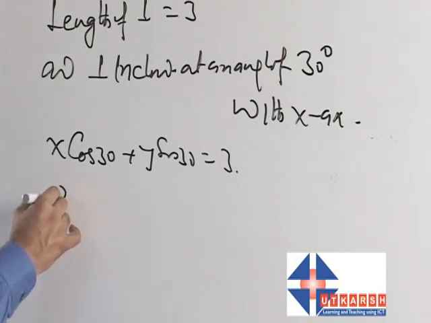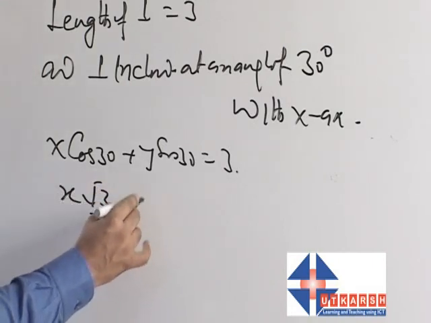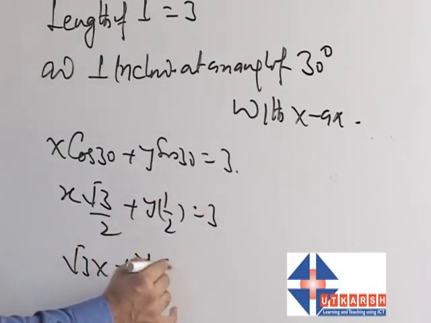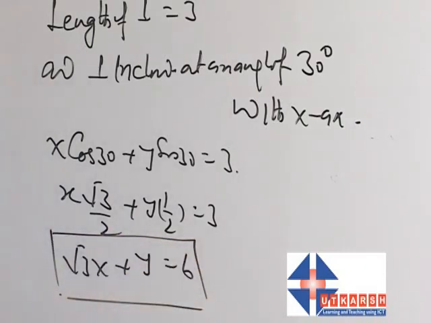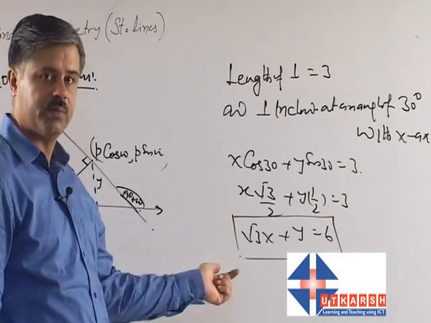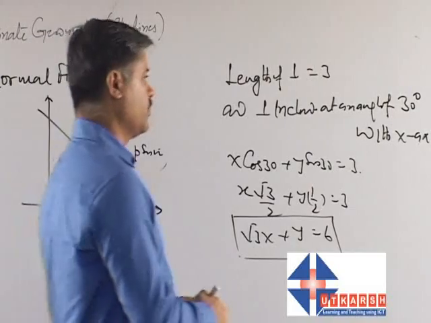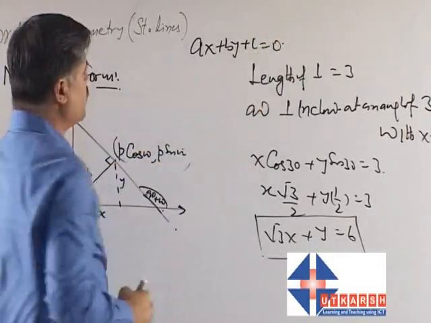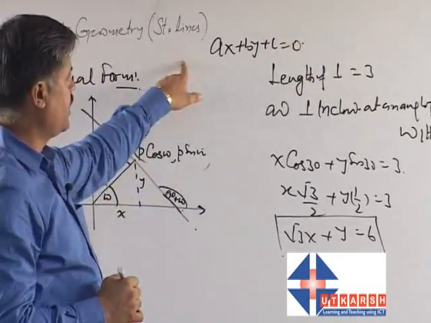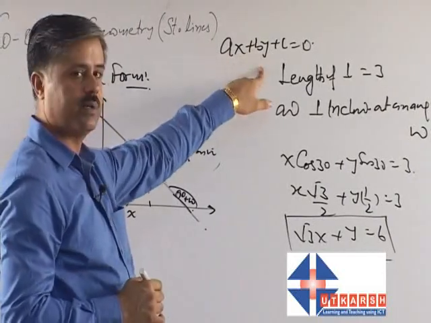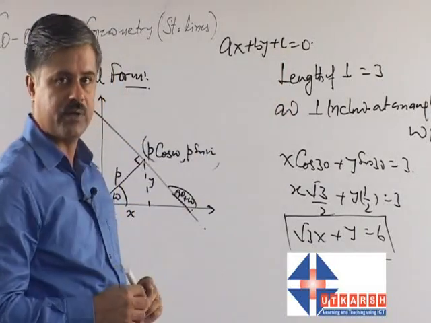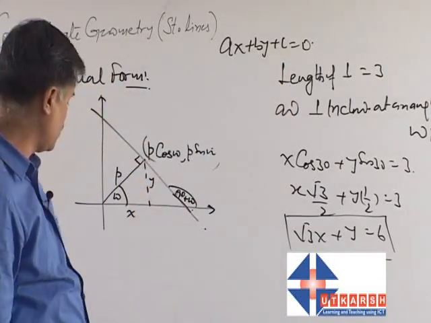Rest you can put the values: x root 3 by 2 plus y into 1 by 2 is equal to 3. Root 3 x plus y is equal to 6. This is how you can develop it. If you have to change the equation into the normal form, if you have the equation ax plus by plus c is equal to 0, then divide the whole of the equation by under root of a square plus b square, then find out the angle omega, put it there, make it positive. That way you can transform the equation into normal form.